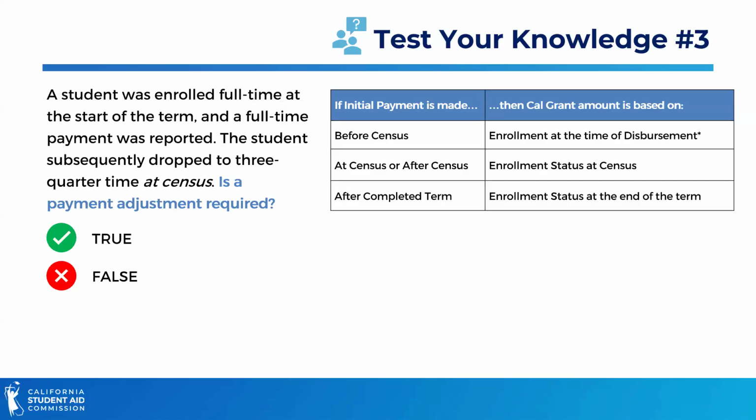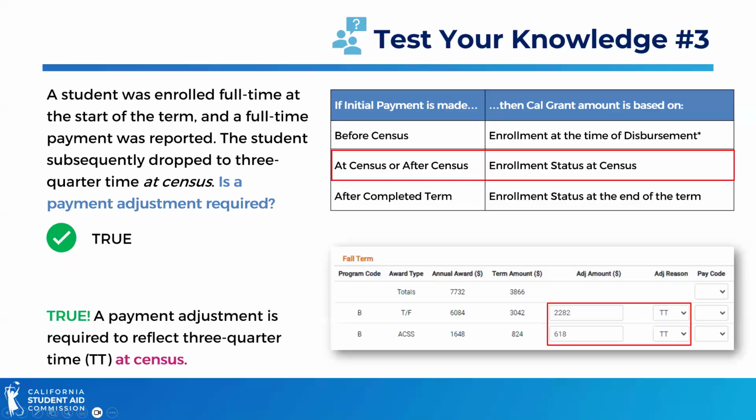Excellent. The vast majority of you, almost 90%, said true. Yes, a payment adjustment is required because the student dropped to three-quarter time at census. So their enrollment was snapshotted or frozen at census at three-quarter time. So in this case, the student may owe the difference if they've already been paid full time because now at census they're three-quarter time. Excuse me.